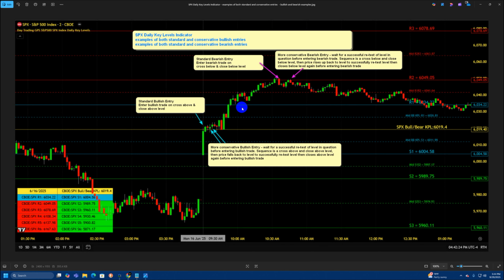Okay, so just to take this one step further, as you can see here on the R1 level, we had a cross above and close above this level. So if you missed this entry, or if you're the kind of trader who prefers taking trades off of other levels besides the bull bear key price level, then you have a cross above, close above here, and you would take that entry here, and you would base your entry on the R1 level.